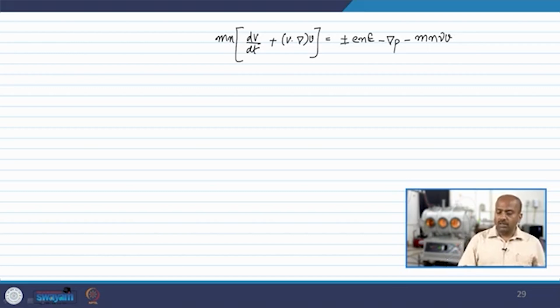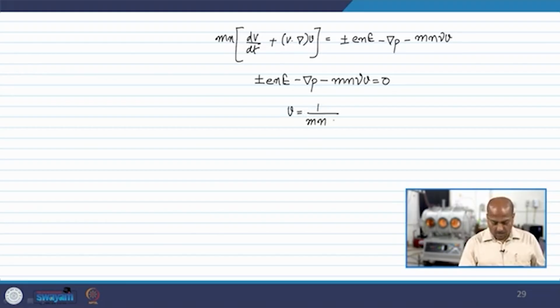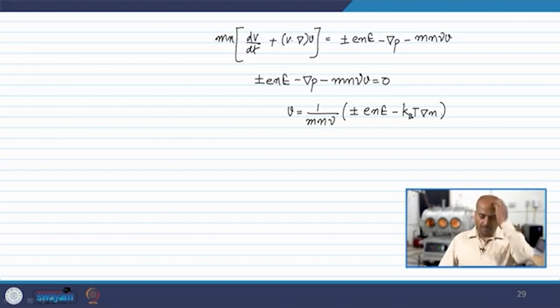So, in that case, when the velocity is constant, we have the entire left hand side becoming 0, and we can write ±eNE − ∇P − mNηV = 0, or we can write that steady state velocity as 1 by mNν times ±eNE − kBT ∇n. So, you can work out the algebra, it is pretty much simple actually, right.